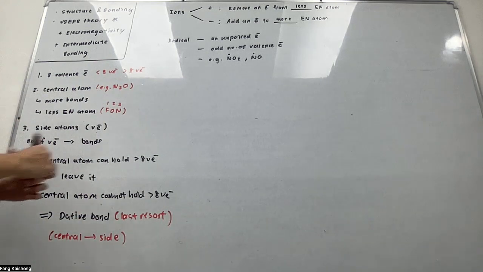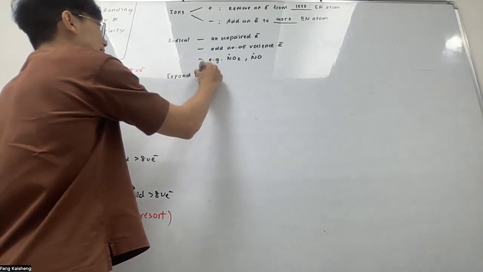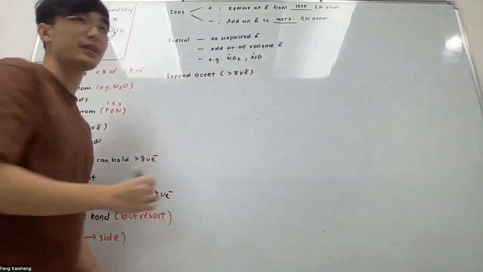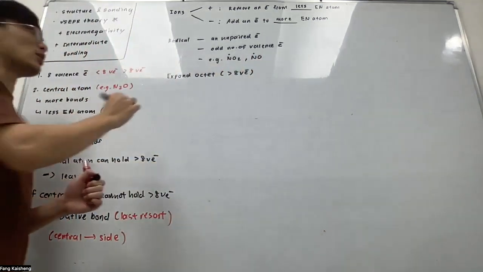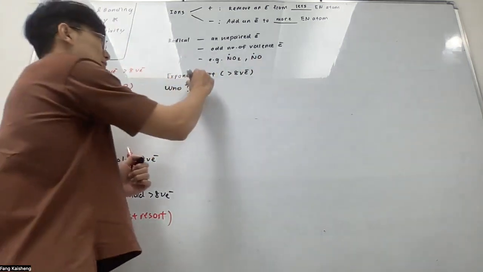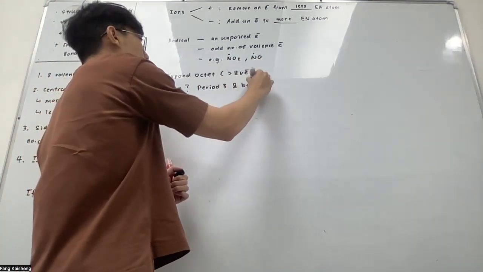But today, guys, I'm going to explain why some elements can expand their octet, basically hold more than 8 valence electrons. Why is that possible? First of all, you'll be asking who can expand the octet? You must know that. Period 3 elements and below.